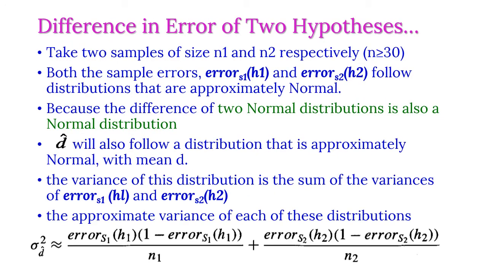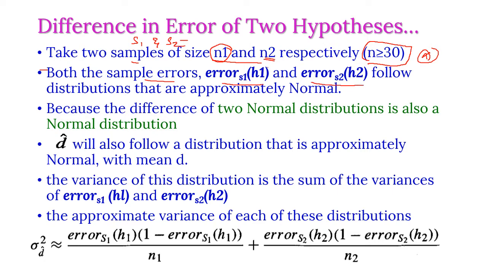So here we have taken two samples, S1 and S2. The size of S1 is N1 and the size of S2 is N2, and these two samples should be greater than or equal to 30. The sample size should be greater than or equal to 30, right? Here both the sample errors, error S1 of H1 and error S2 of H2.